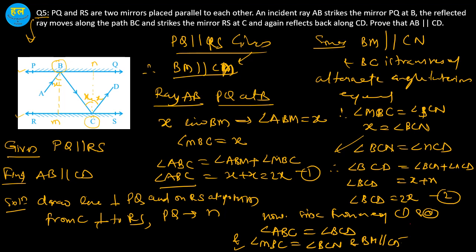Right? Since angle ABC is equal to angle BCD and BC is a transversal of lines AB and CD, and since the alternate interior angles made by the transversal are equal, that is 2x, therefore AB and CD have to be parallel. Hence proved.